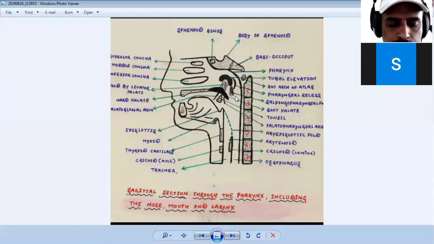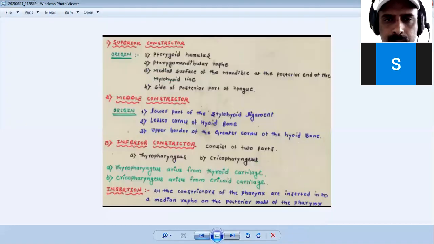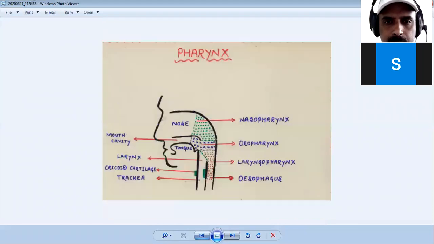So this is all about the boundaries of the pharynx. This you have to understand first. Then we have the next part, that is the parts of the pharynx. For descriptive purposes, the pharynx is divided into three parts.